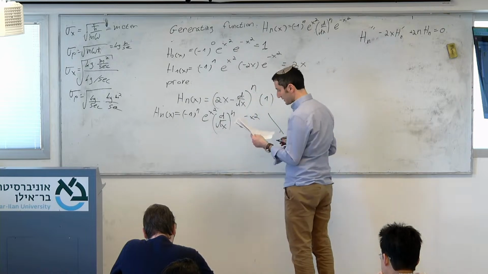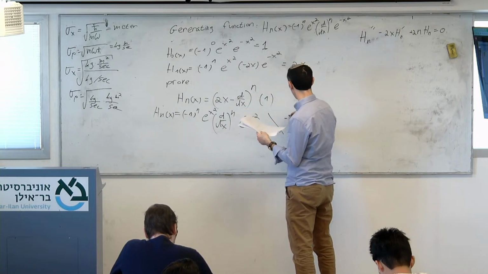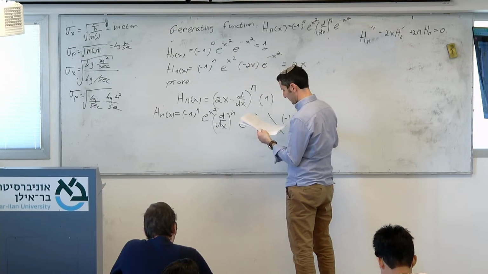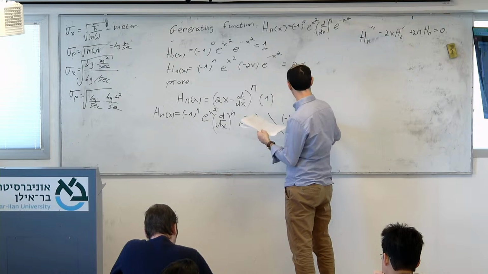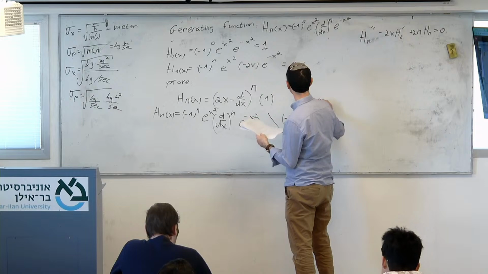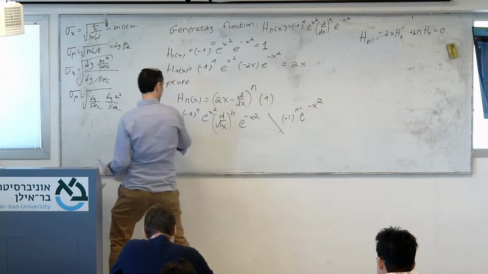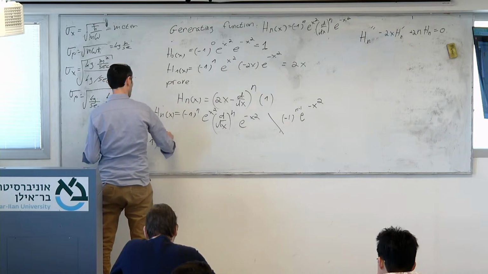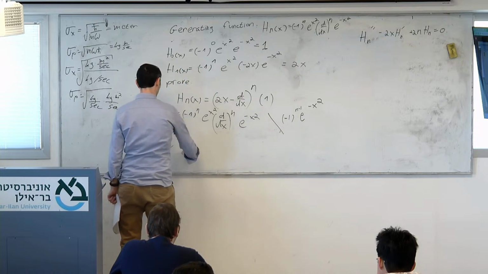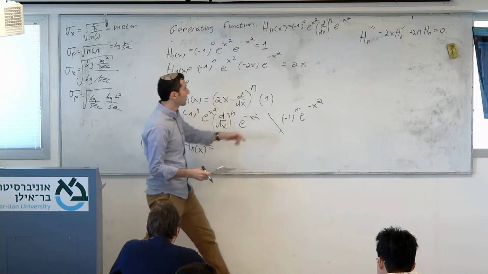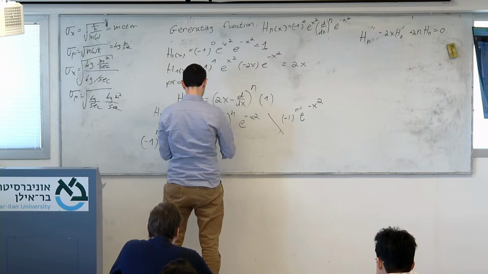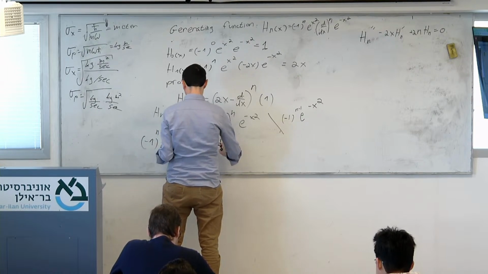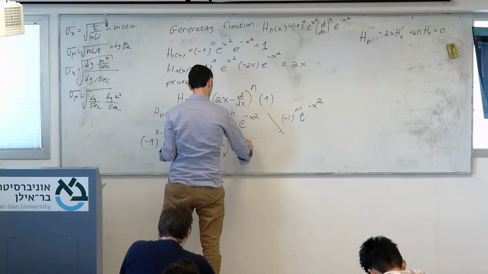And now I'm going to multiply both sides by minus 1 to the power of n e to the minus x squared. So what I get on the left hand side is minus 1 to the power of n minus 1 times e to the minus x squared Hn of x is equal to the derivative, d/dx n times, of e to the minus x squared.